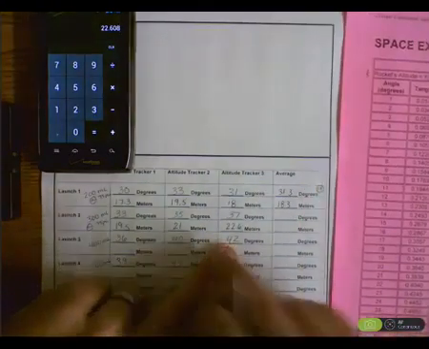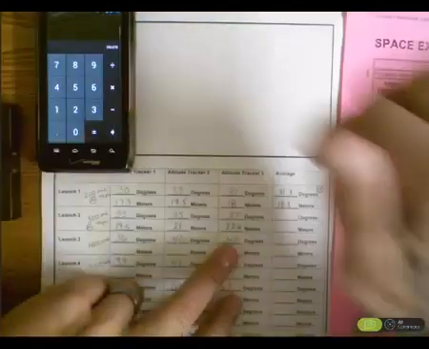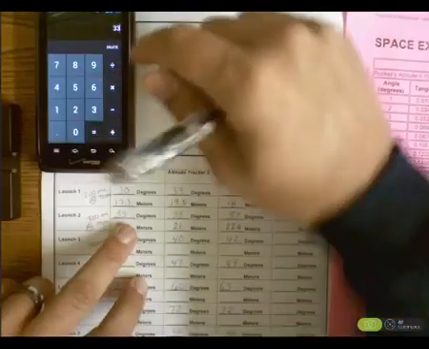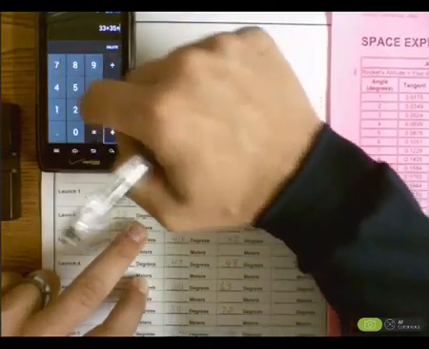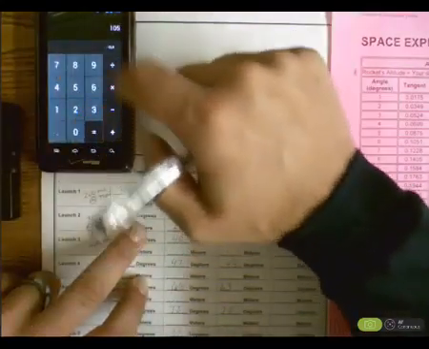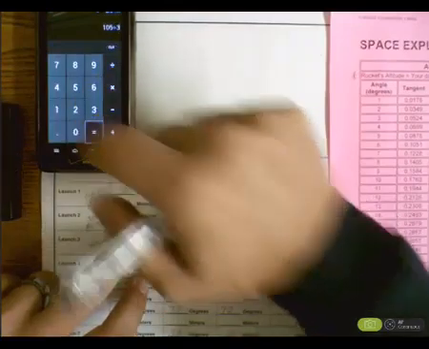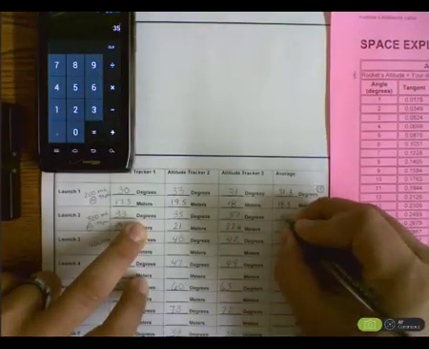Alright, so that's average outer degrees. 33 plus 35 plus 37 equals, divided by 3 equals 35.